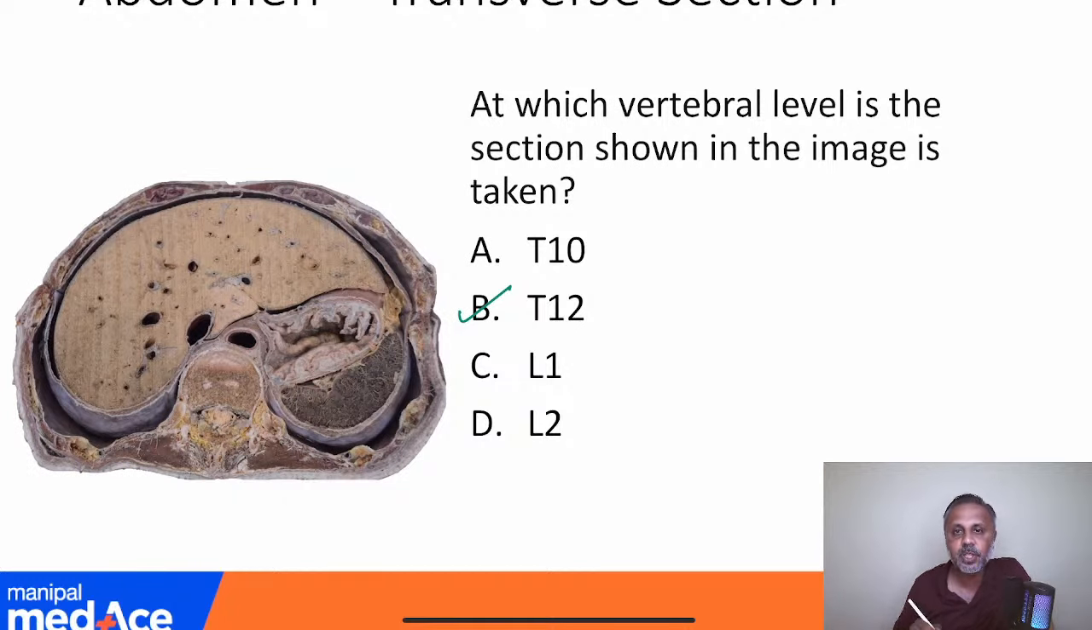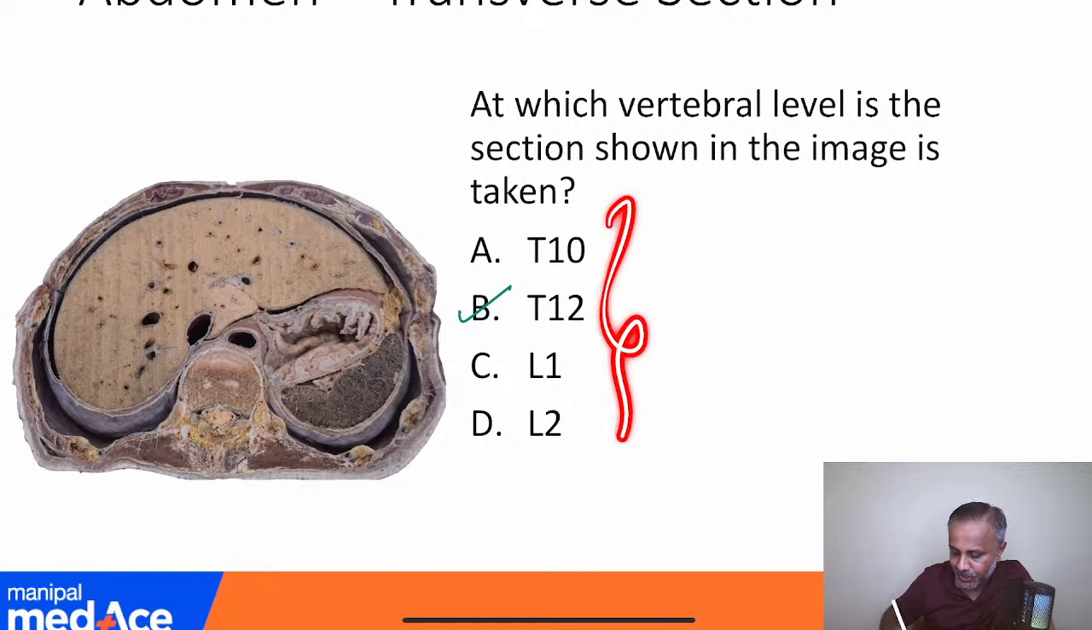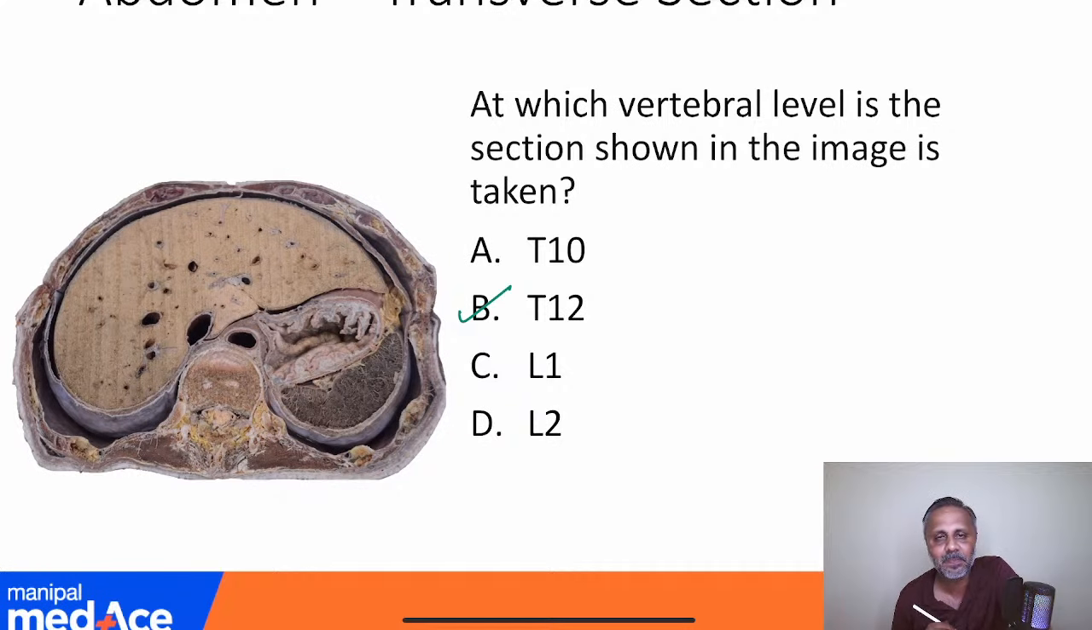If you had seen the esophagus and sections of lung somewhere here, and only part of the spleen, I would go for T10. But looking at this section, I would definitely go for T12, considering all the options given.